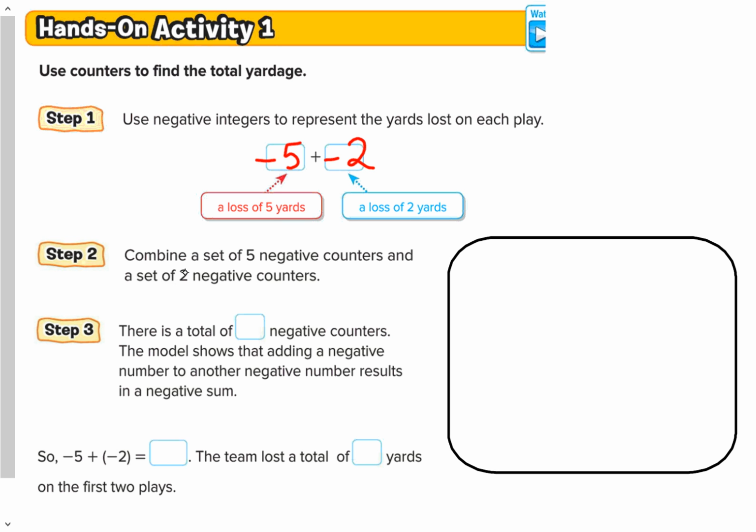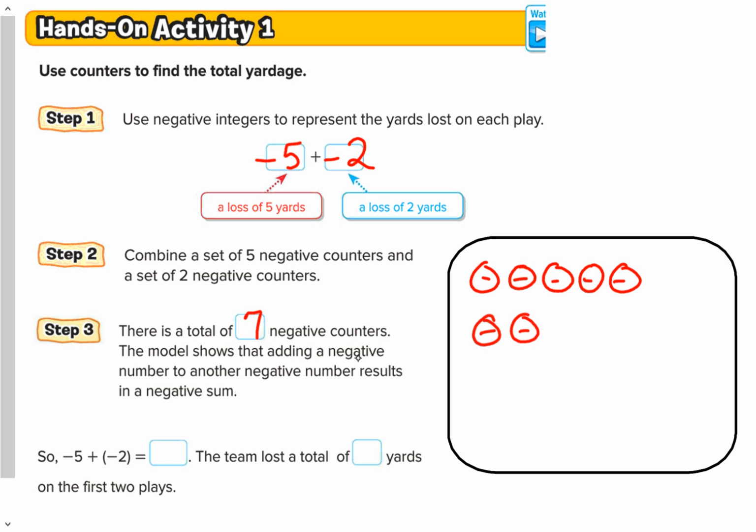Now since -5 can be represented by 5 negative counters, I'm just going to draw 5 counters with a negative symbol inside. And then I'm going to combine a set of 2 negative counters. And so there's a total of 7 negative counters.